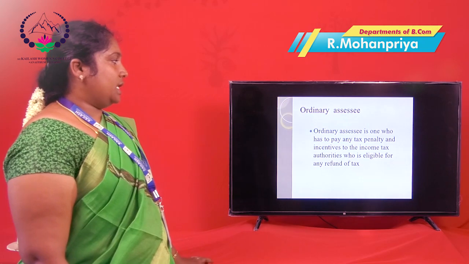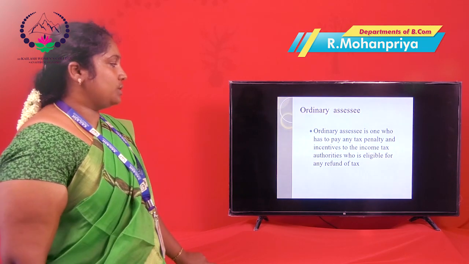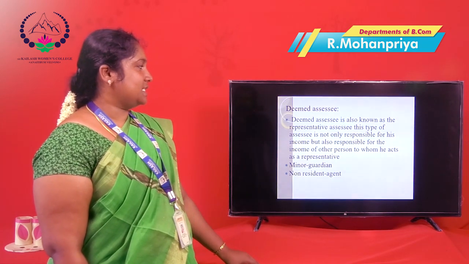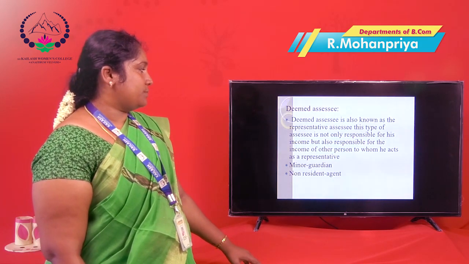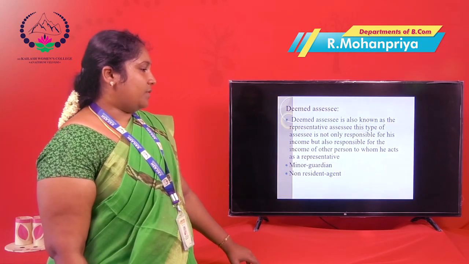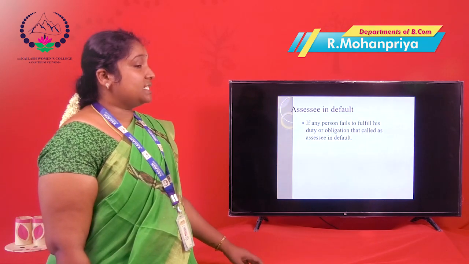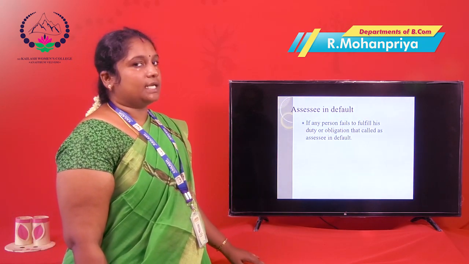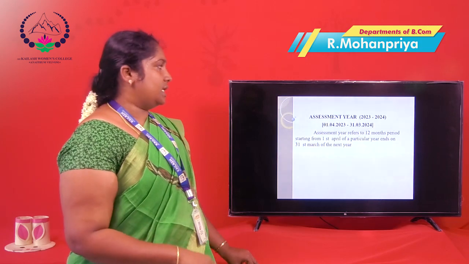Ordinary assessee: one who has to pay any tax, penalty or interest to the government authorities. Deemed assessee is also known as a representative assessee. This type of assessee is responsible not only for his own income but also for another person's income, for example a minor, a non-resident, a lunatic person, etc. Last, assessee in default: if any person fails to fulfill his duty or obligation, and any sum of money is not paid to the government, that is called an assessee in default.